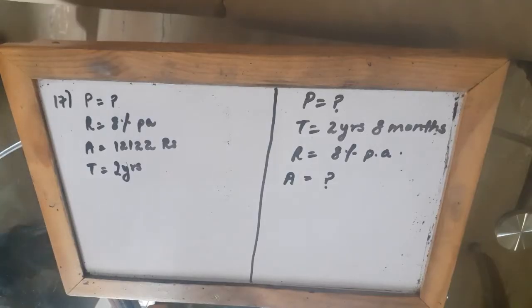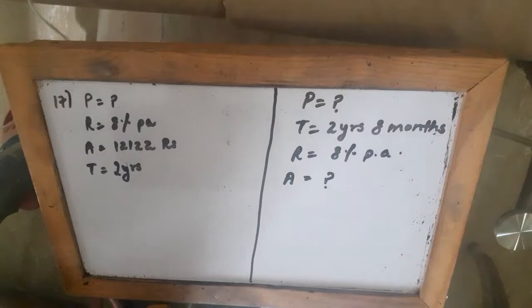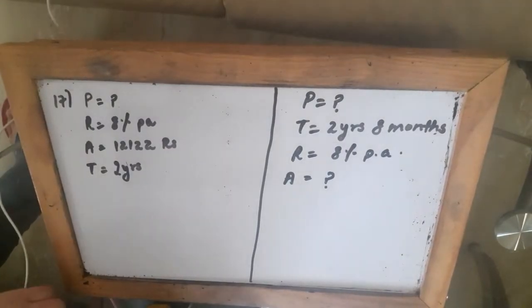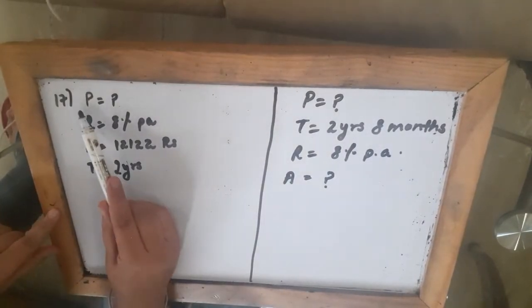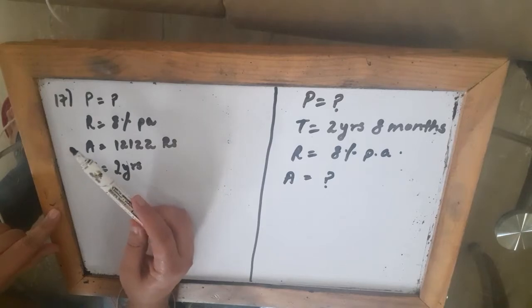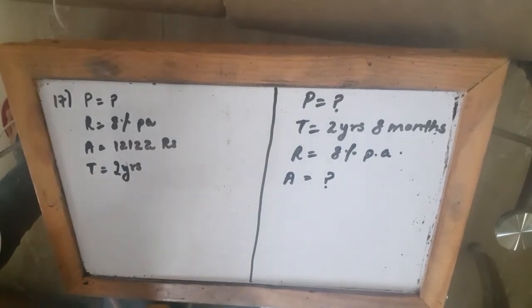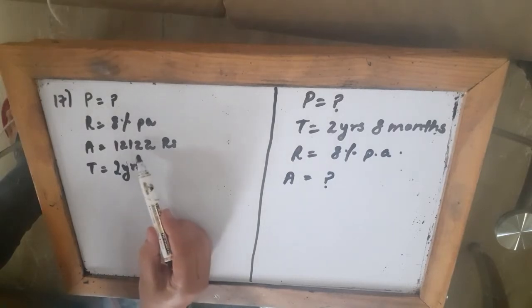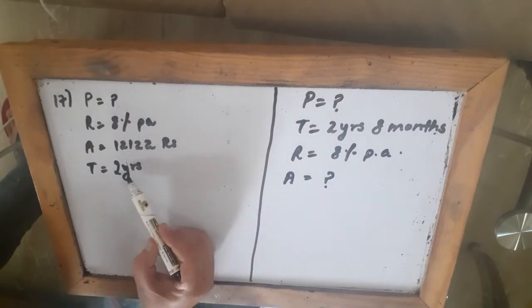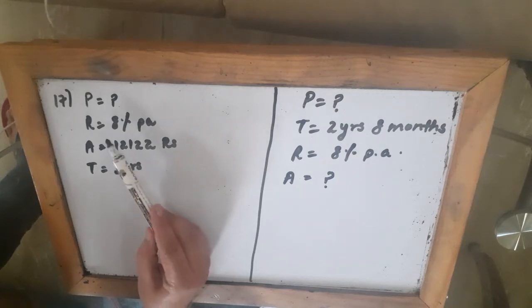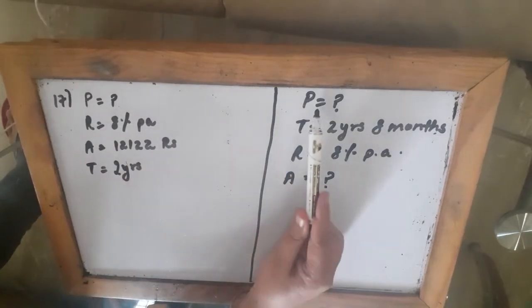Now I come to question number 17. In this you will see it's given a sum of money which they have not given, this principal they have not given, invested at 8% per annum amounts to rupees 12,122 in 2 years.